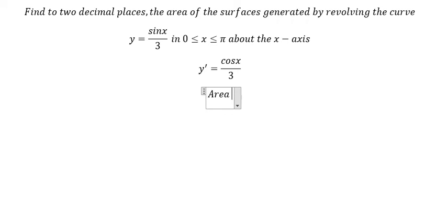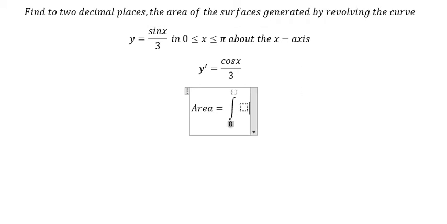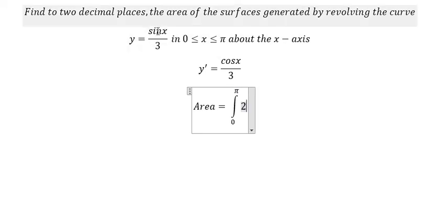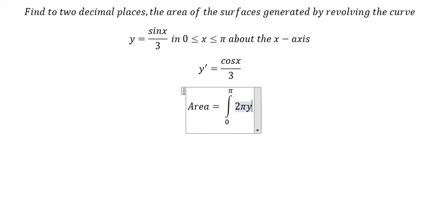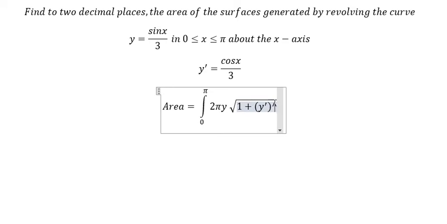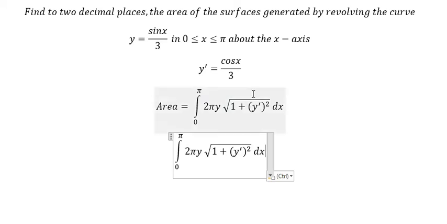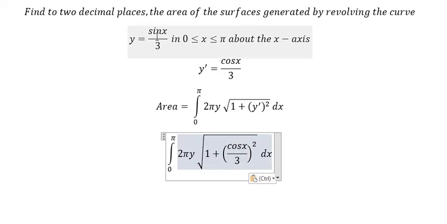That should be the integration from 0 to b, and we will have 2π y multiplied by the square root of 1 plus the derivative of y to the power of 2, and we have dx. So we put this one in here, and y is this one.